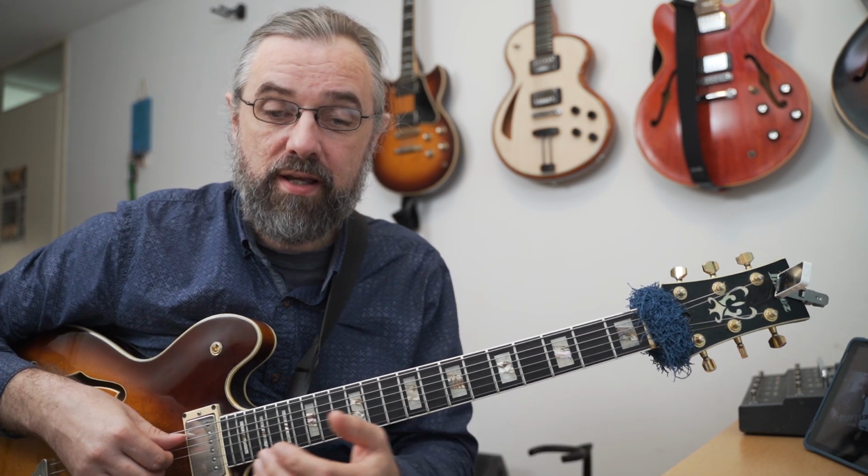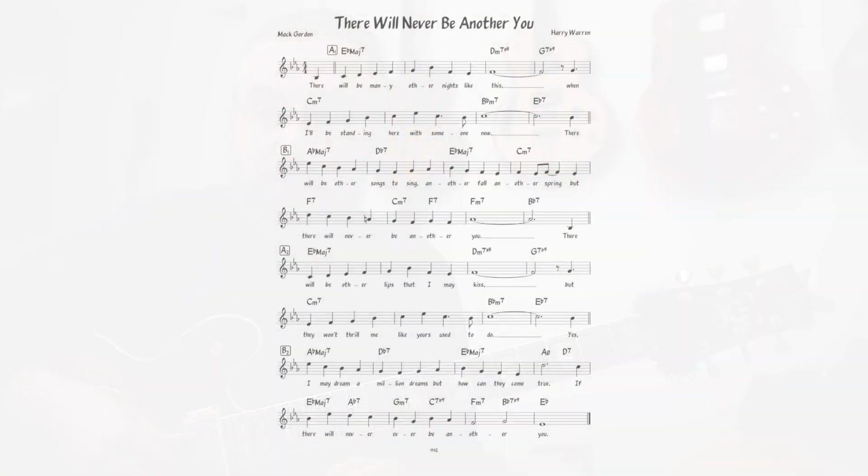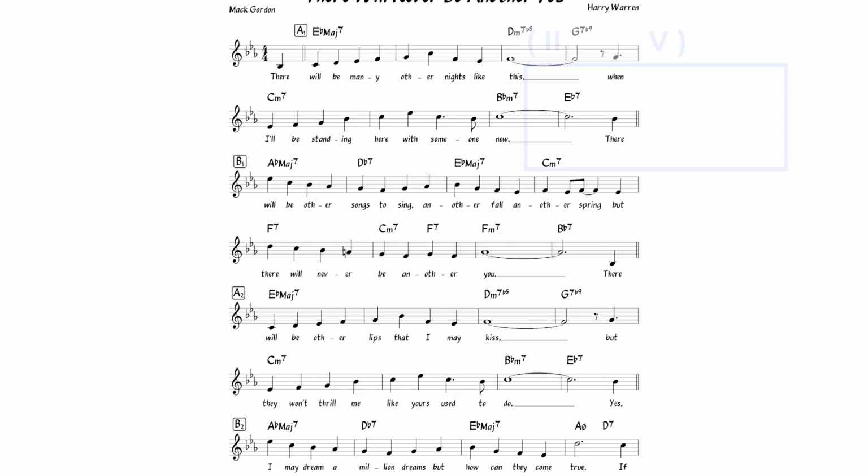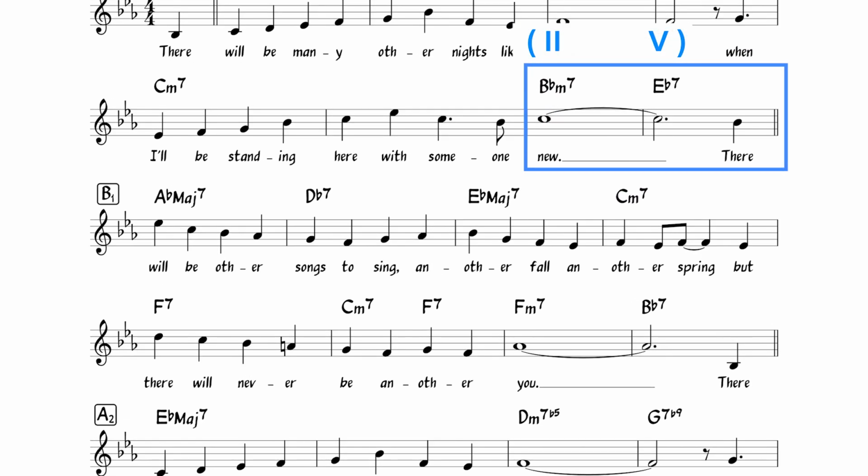An example of this, if we look at There'll Never Be Another You again, then this is in E flat major, and of course the fourth degree here is A flat major, and we have a complete 2-5, so we have B flat minor to E flat 7, taking us to that A flat major 7 chord.